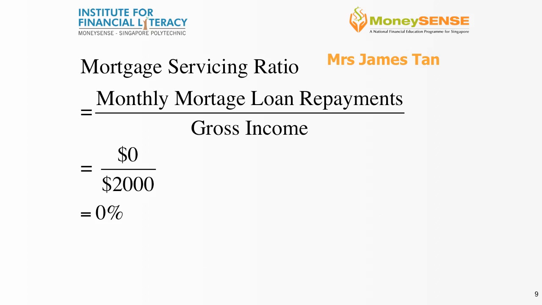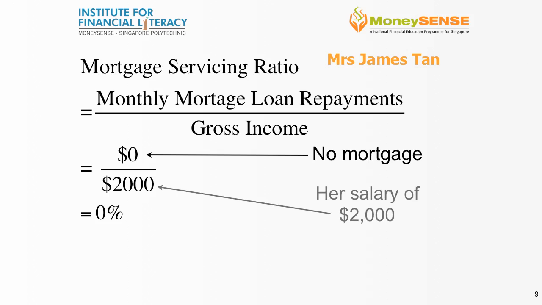Mortgage servicing ratio for Mrs. James Tan. Mrs. James Tan has no housing loan. Thus, her monthly mortgage loan repayment is zero. Her gross salary is $2,000. Without mortgage repayment, her mortgage servicing ratio is therefore 0%.